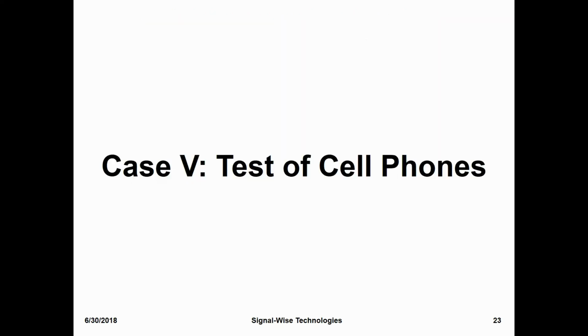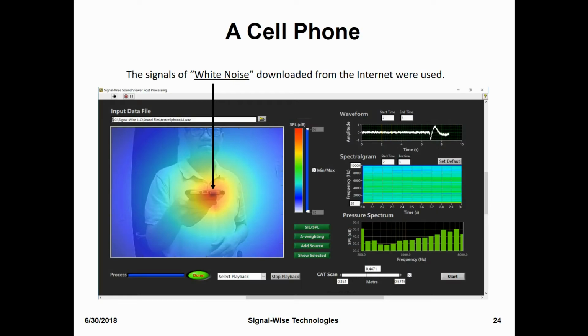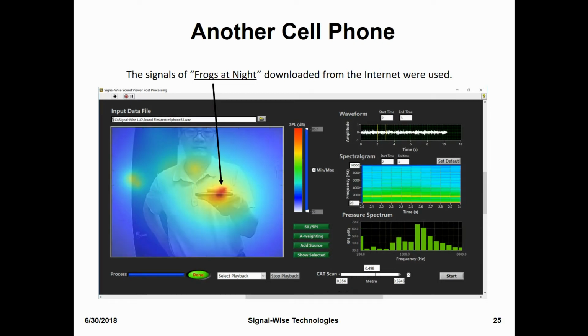Case number 5, test of cell phones. Here is one cell phone producing white noise downloaded from the internet. Here's another cell phone producing frogs at night, also downloaded from the internet.